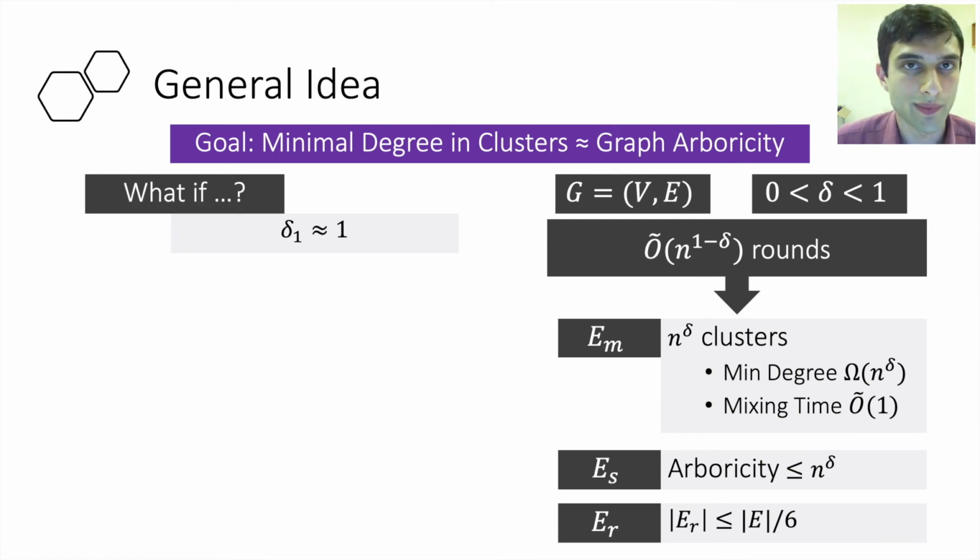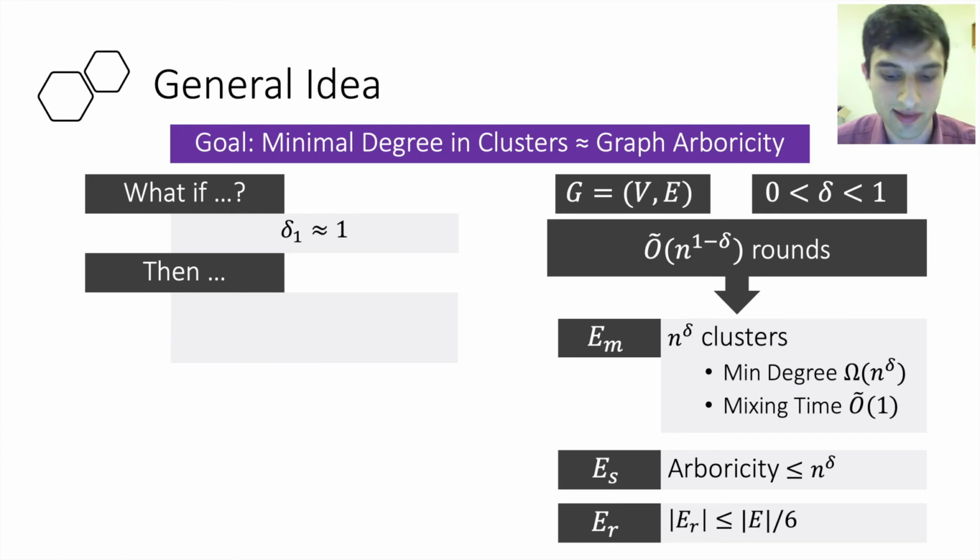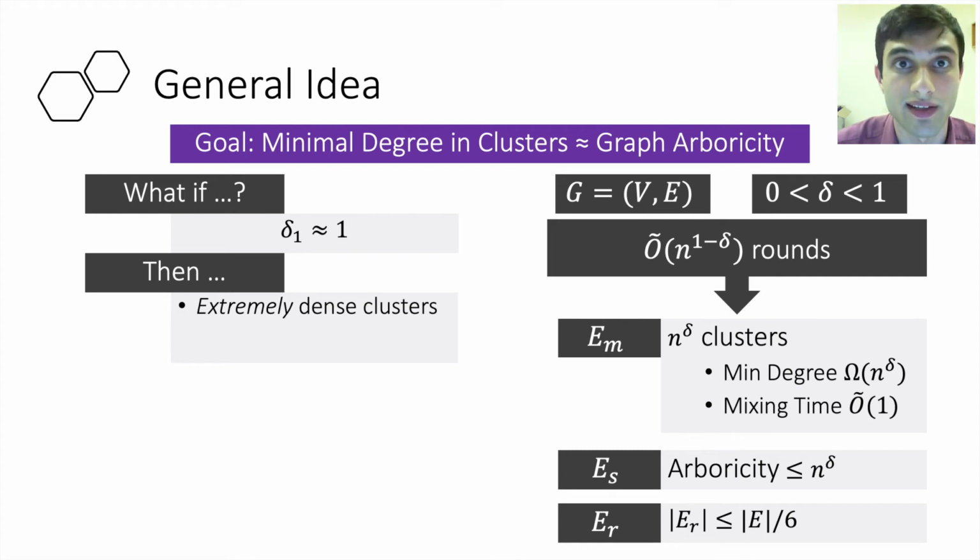What if we ran the expander decomposition with delta which is roughly equal to 1? Well, then it will run really fast, and we'll get really, really dense clusters. Our clusters will almost be linear in size, and they'll have lots of edges inside of them. Also, ES will have arboricity which is just a bit less than linear.